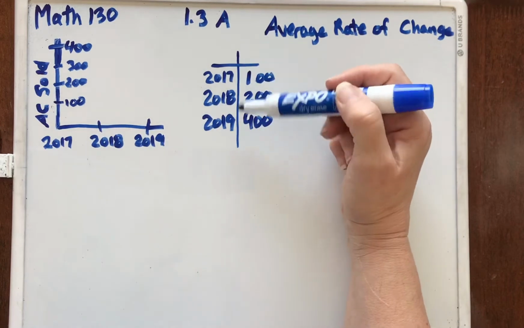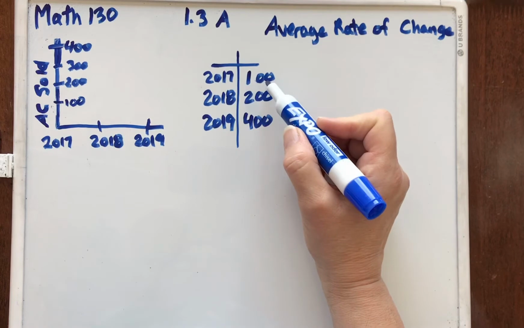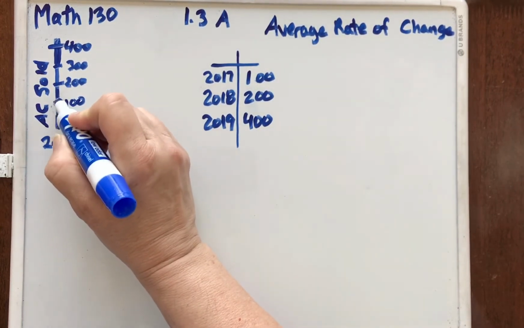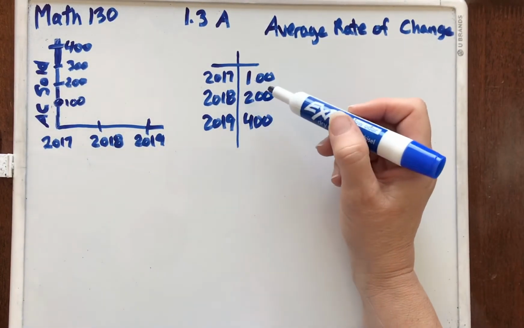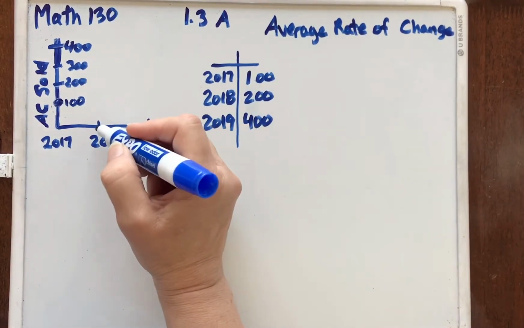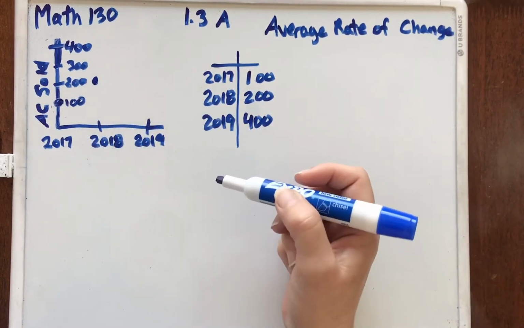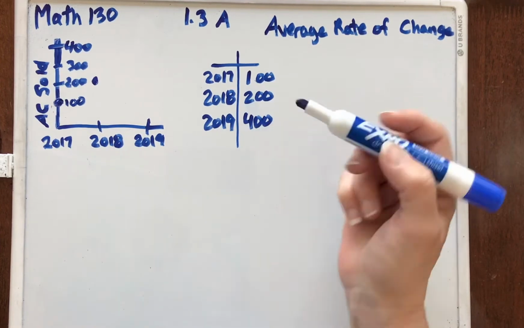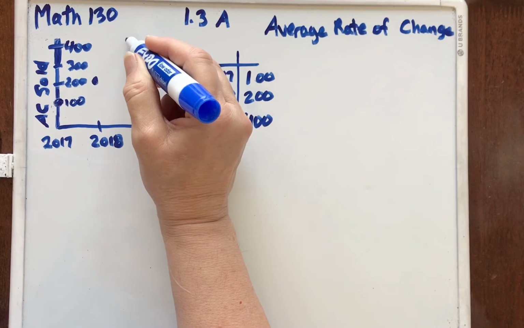Okay, so here's our data we're going to go ahead and enter. In 2017, there were 100 air conditioners sold. So we're going to go ahead and put a dot right there. In 2018, there were 200 air conditioners sold. So we're going to put a dot right there. Okay. And in 2019, the company did really well and had 400 air conditioners sold that year. I'm going to go up to 400.